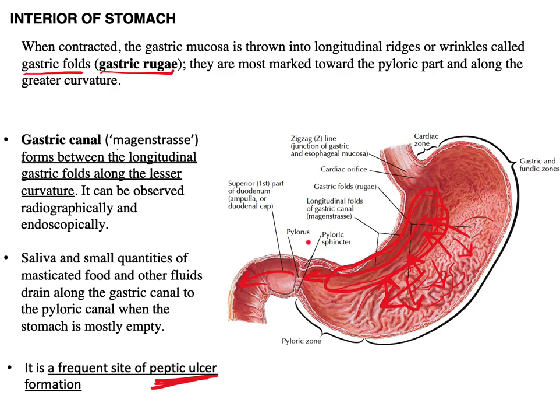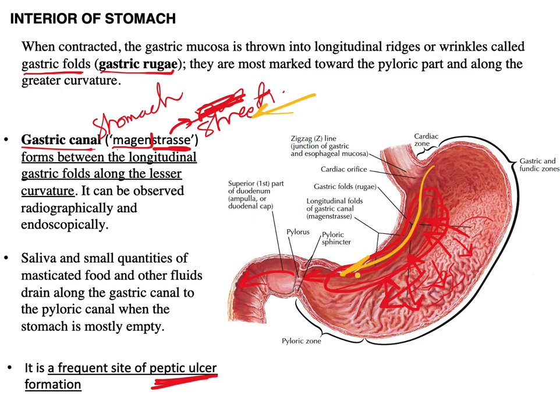It's a common site, so let me tell you what Magenstrasse means. Magen means stomach, right? But Strasse in German means road or street. Strasse means street. So that means the gastric canal is the street of the stomach, right?